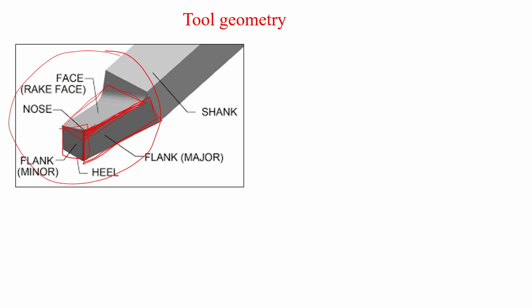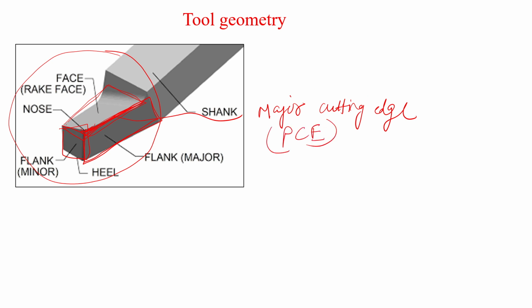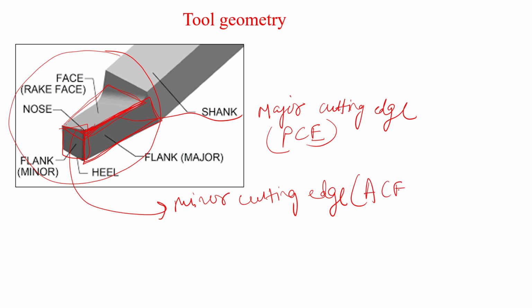The major flank has a major cutting edge. This is called the major cutting edge, or it is also called the principal cutting edge, PCE. And this part from the minor flank is called the minor cutting edge, or it is also called the auxiliary cutting edge, ACE.